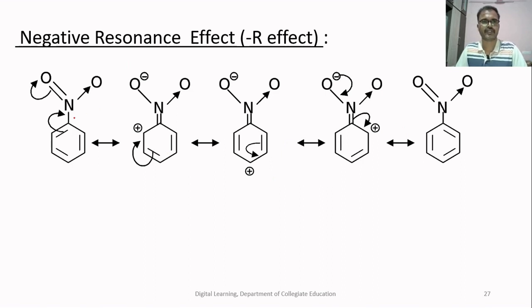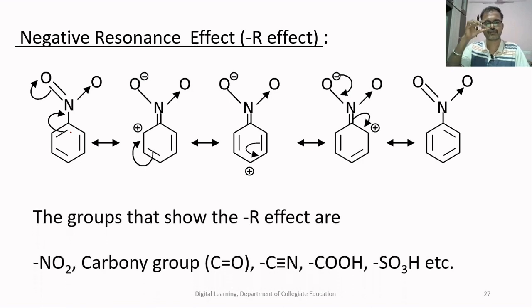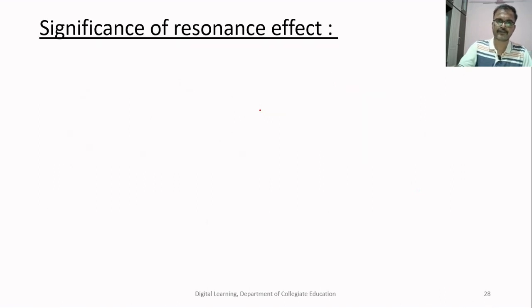That means the resonance effect, which involves the transfer of electrons towards the atom or group attached to a conjugated system, is called negative resonance effect. The groups that can show the negative resonance effect are NO2, carbonyl group C=O, CN, COOH, etc. Now let us consider what are the significances of this resonance effect.